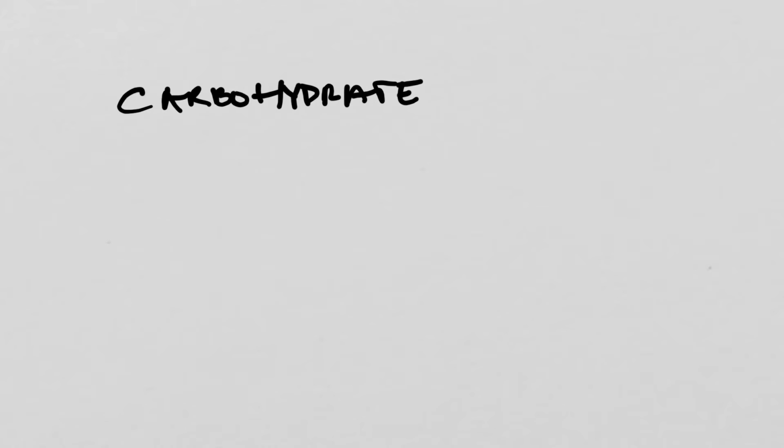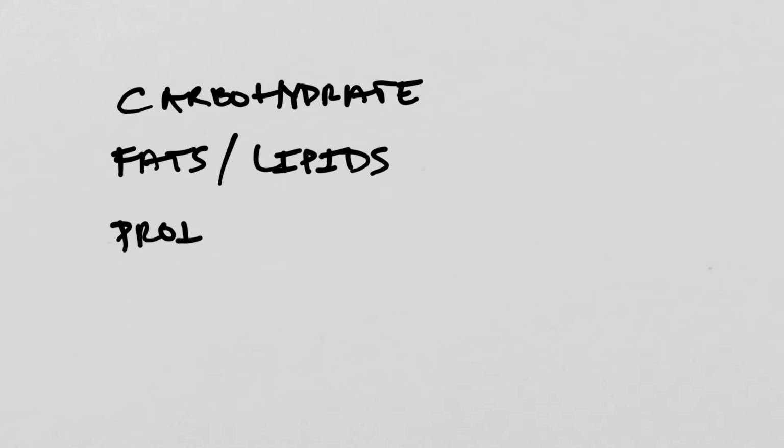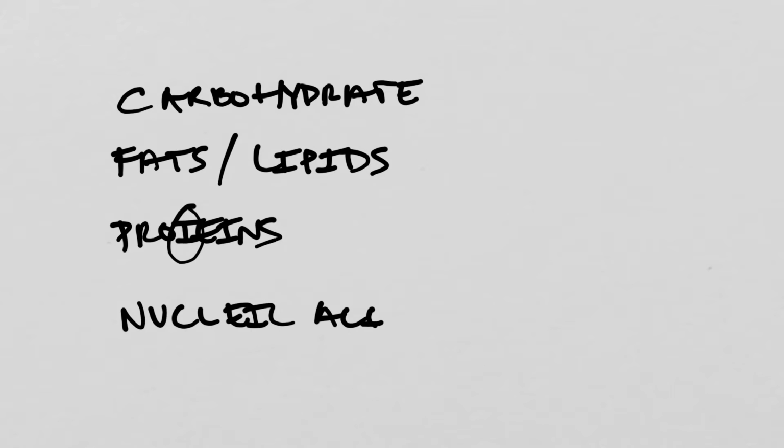The first class is carbohydrate. The next class is fats and lipids. The next is proteins. This is a T, not an I. And the last class is nucleic acid. We're just going to be talking about the first 2 today, carbohydrates and fats and lipids.